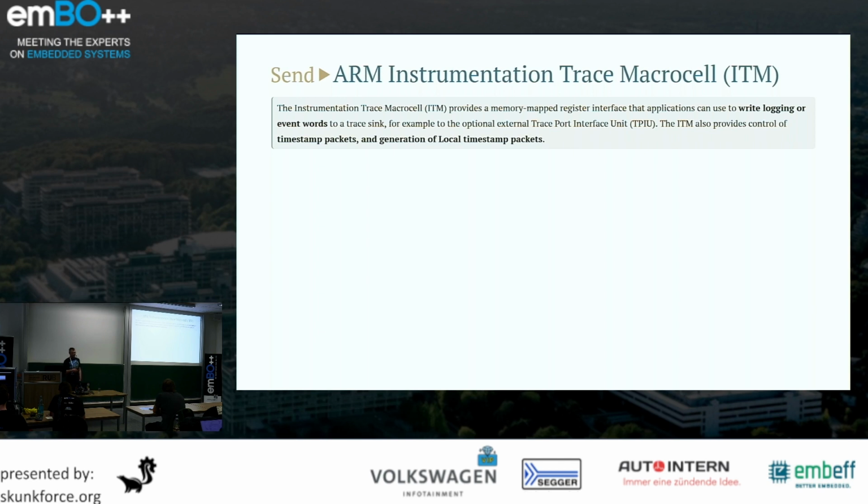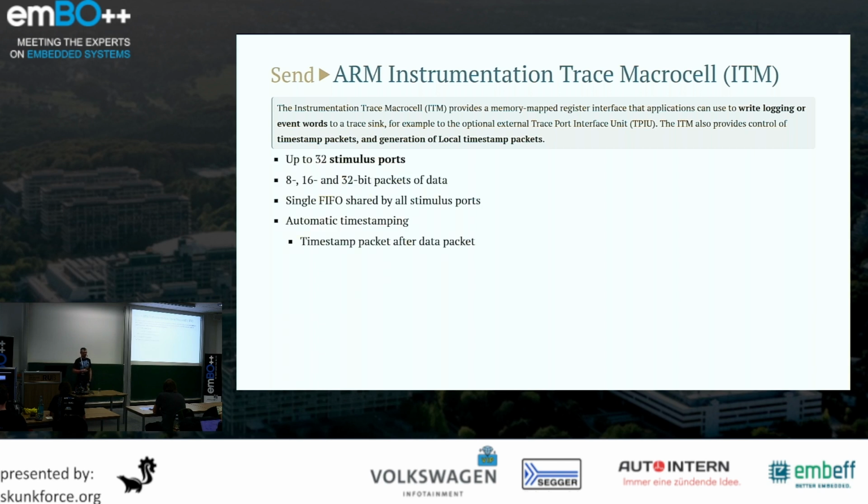And we got a nice introduction to ARM trace facilities yesterday. So we can use the instrumentation trace macrocell, ITM, to output data through one of 32 stimulus ports, where we can put as one unit of data 1, 2, or 4 bytes. The nice thing is that all these ports share the same FIFO, so the order of writes is preserved, and we can take advantage of this characteristic. And we can enable automatic timestamping, which will send a timestamp packet after each data packet that we sent. So we'll get data, timestamp, data, timestamp, stuff like that.